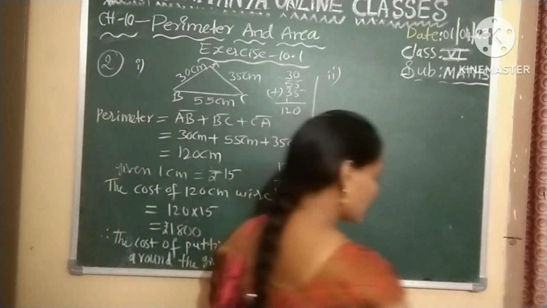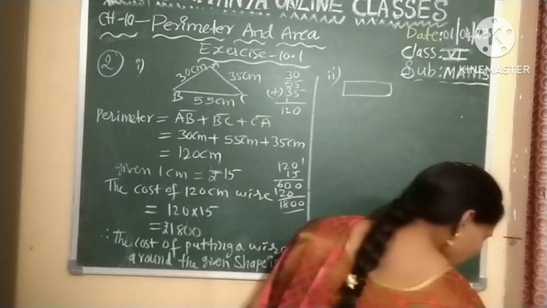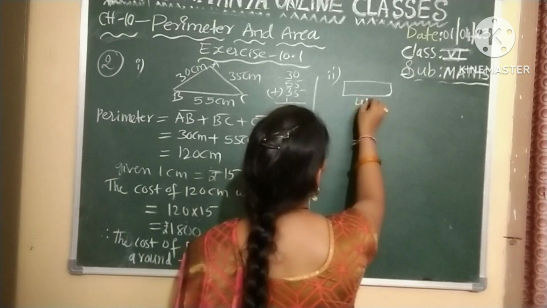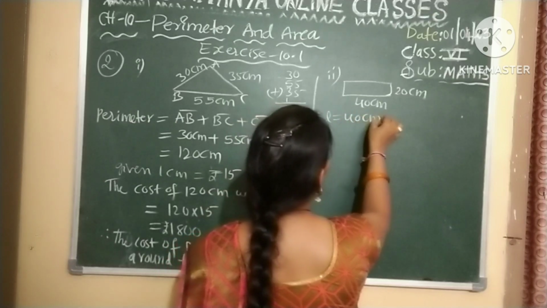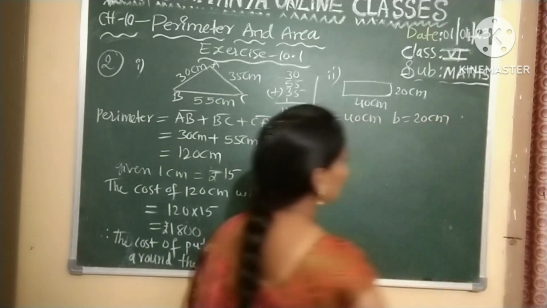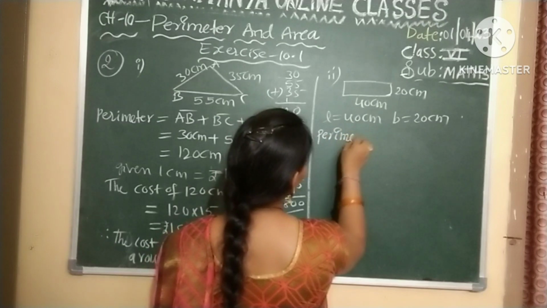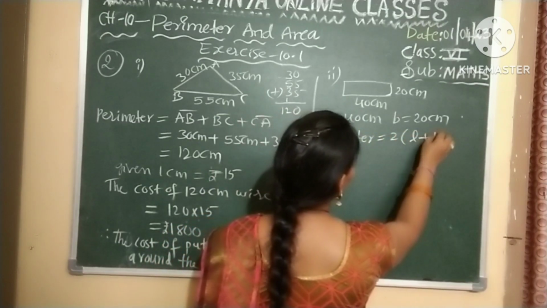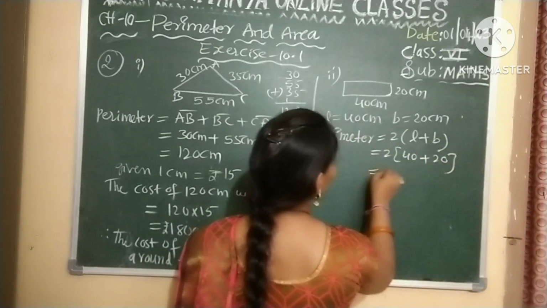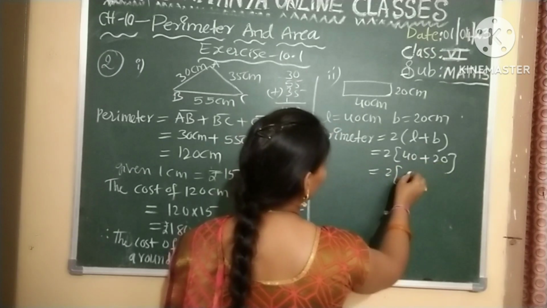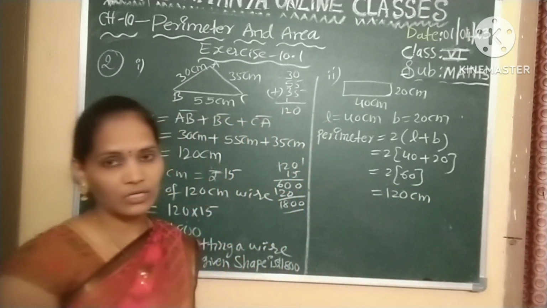Next figure given is a rectangle. Length is 40 centimeters, breadth is 20 centimeters. Okay, let us take L equal to 40 centimeters, B equal to 20 centimeters. Now we should first find the perimeter of the rectangle. Perimeter of rectangle is equal to 2 into (L plus B). Now L is 40, B is 20. 2 into (20 plus 40), that is 60, which equals 120 centimeters. Perimeter we got is 120.